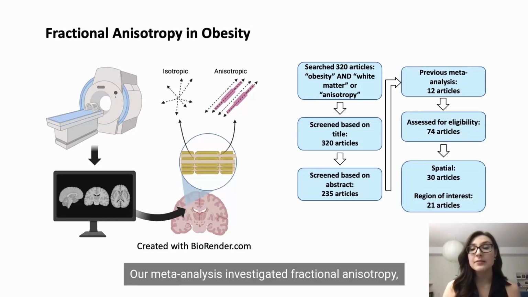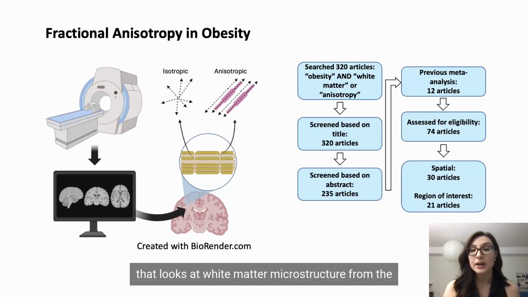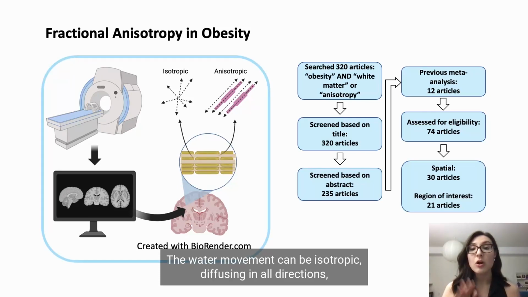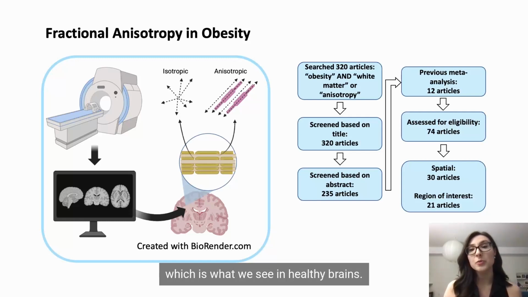Our meta-analysis investigated fractional anisotropy, a diffusion tensor imaging measure that looks at white matter microstructure from the diffusion of water along axon bundles in the brain. The water movement can be isotropic, diffusing in all directions, indicative of neurodegenerative disease, or anisotropic, where the water flows along the axon bundles, which is what we see in healthy brains.